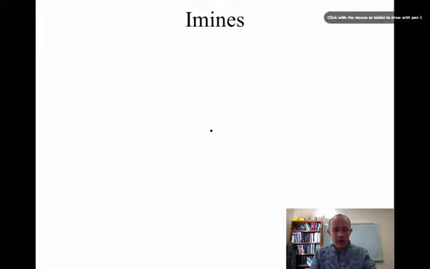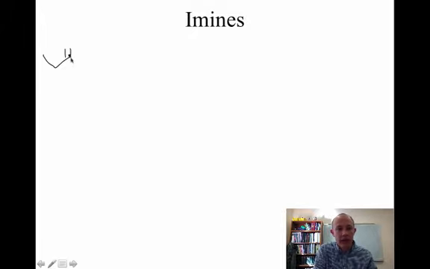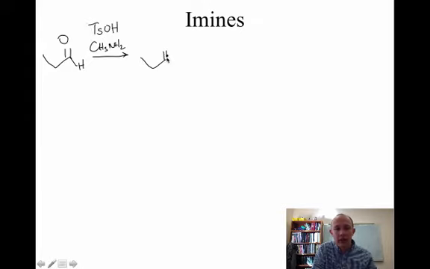Okay, for the sake of time, I'm going to simplify the structure of my aldehyde a little bit. So let's say we had this aldehyde reacting with methylamine, and let's say we used toluene sulfonic acid as our catalyst, and our product is going to look like this. We have a CH3 and a lone pair of electrons on nitrogen and a hydrogen. This is our imine product.